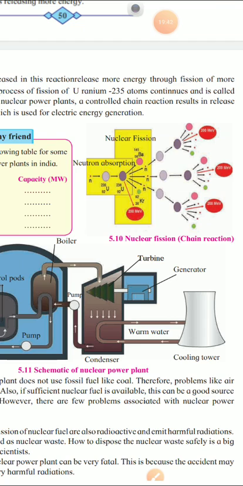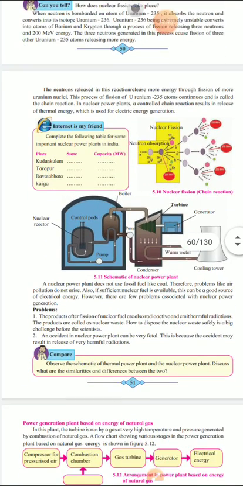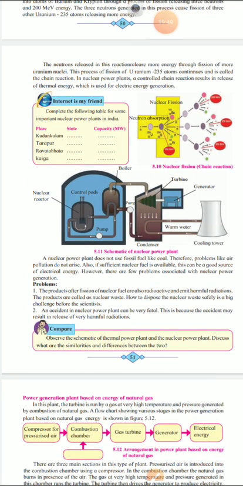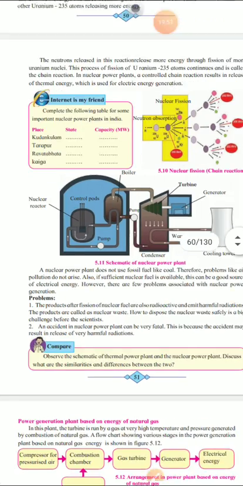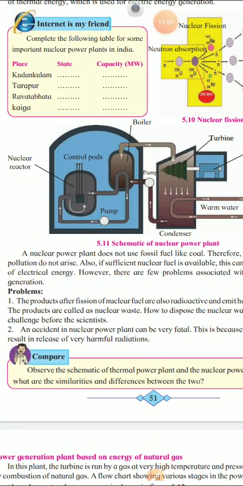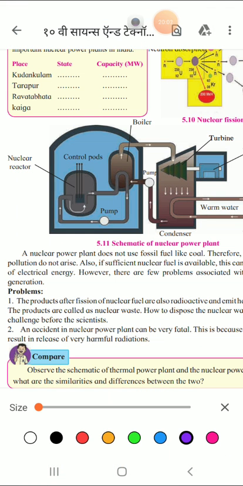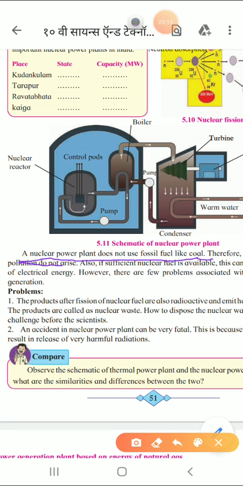See here, children. A nuclear power plant does not use fossil fuel like coal. This is one important point you can see here. Next important point, further I'll show you here, wait.